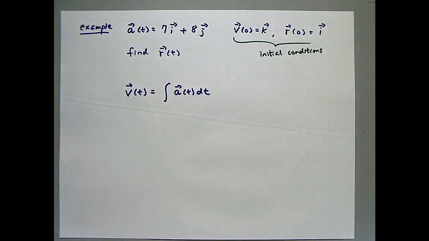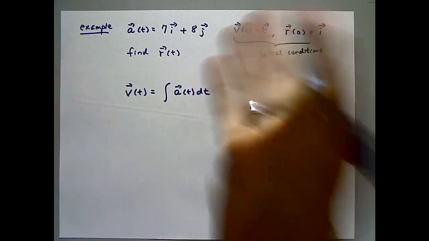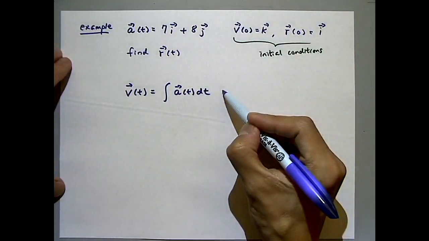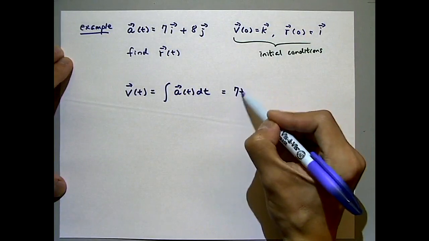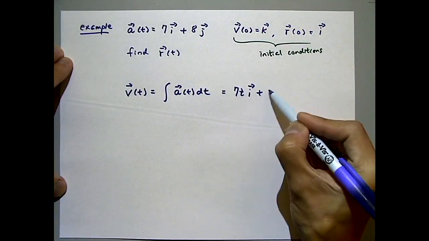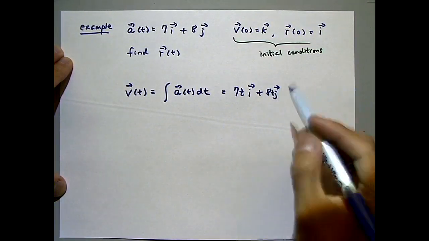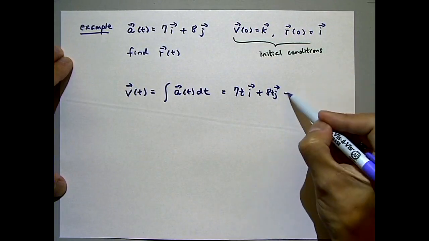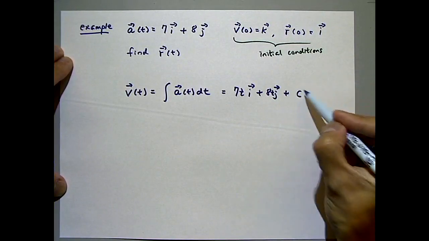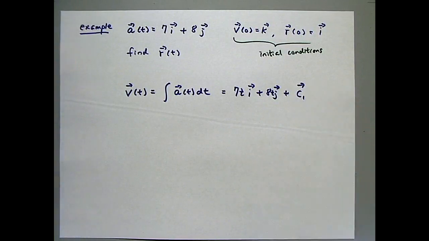To find the velocity, we integrate acceleration. It's a constant vector, so we can do that. We get 7ti plus 8tj, plus some constant of integration, c. Let's call that c1, because we're going to get a different c later. So it's very important to remember that this constant of integration you get is a vector, has three components in the three-dimensional world that we're dealing with.